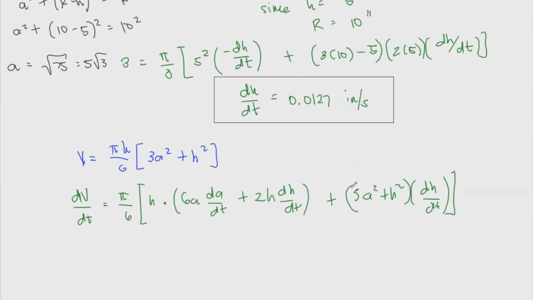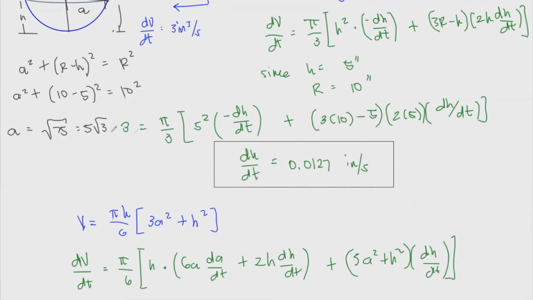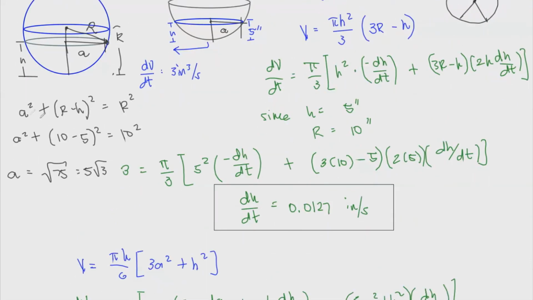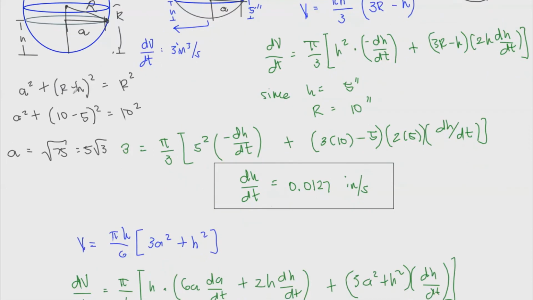So we already have this h, we know that, and the a we got based on our expression. But how about this dA over dt? Because we need to express this in terms of dH over dt as well. So we go back to this expression. We know that we can implicitly differentiate that with respect to t.